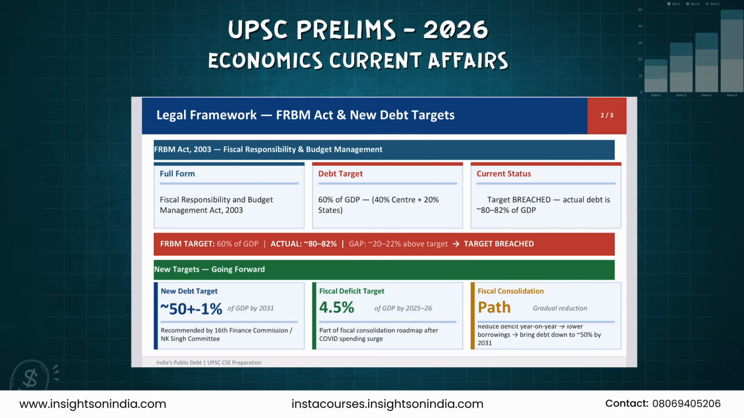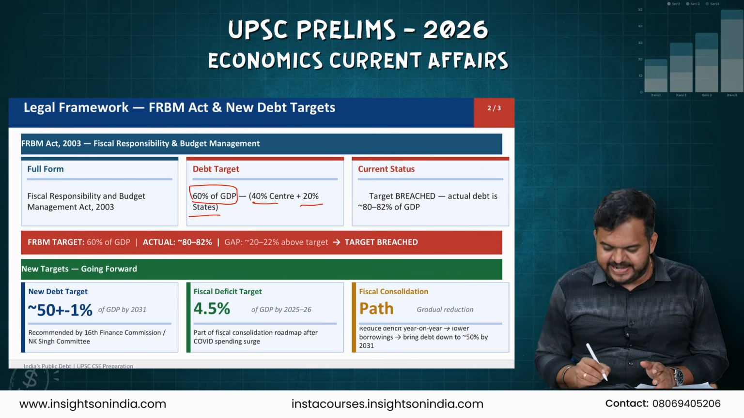Is there any legal framework to bind the governments from the public debt? Yes, that is the FRBM Act, Fiscal Responsibility and Budget Management Act. It limits the governments' public debt. That means it caps the public debt at 60% of GDP, that is 40% of the center and 20% of the states. So by this time you all know that we have breached the target. We have not attained it yet.